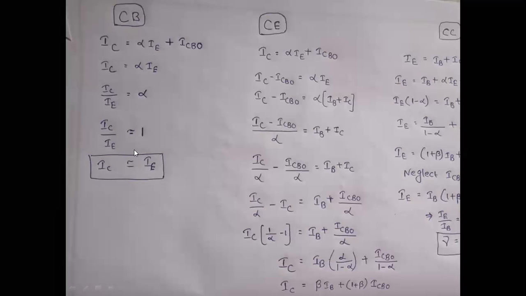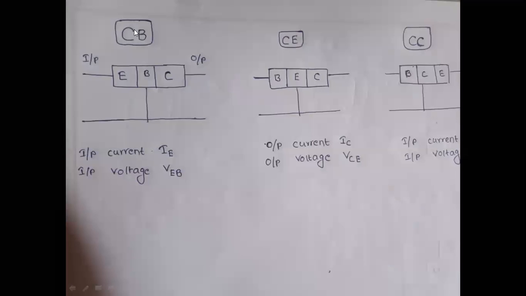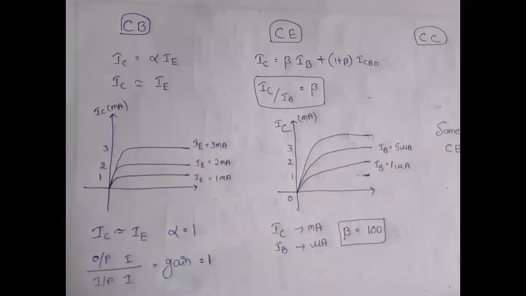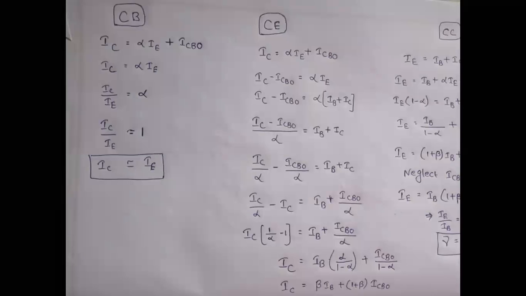Here why I derived this relation is, if you see this common base, what is the output current? IC. What is the input current? IE. Here I am deriving the relation between output current and input current. Why I am deriving the relation is the transistor is a current control device. If you remember the operation of the transistor, if input current is not there, there is no output current present in the transistor. If there are no carriers available in the emitter, then obviously there are no carriers available in the collector. Transistor is a current control device in which output current depends on input current.